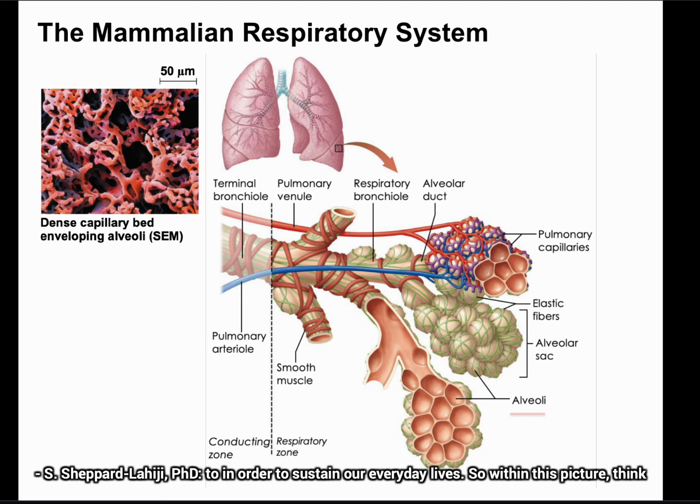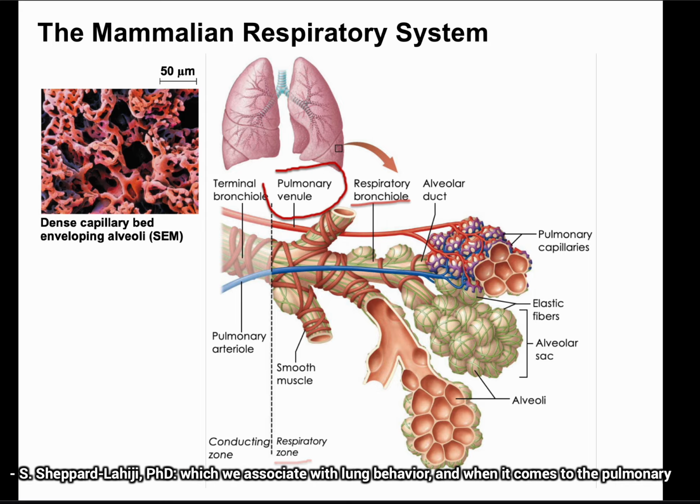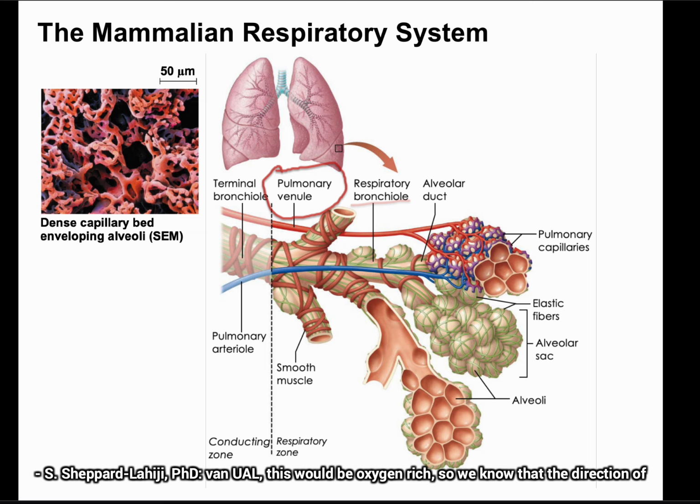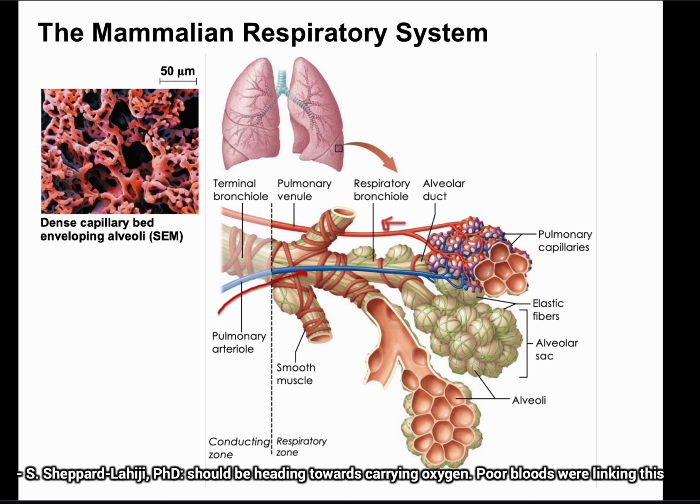So within this picture, think about what is my line of demarcation in which I transition from the conducting zone to the respiratory zone. Notice now that instead of using the term terminal bronchiole, we now have a respiratory bronchiole, because now we're focusing on that respiration. Think about the term pulmonary, which we associate with lung behavior. And when it comes to the pulmonary venule, this would be oxygen rich. So we know that the direction of movement should be away from the alveolar sac, and the pulmonary arteriole should be heading towards, carrying oxygen-poor blood, because we're linking this back to our earlier content.